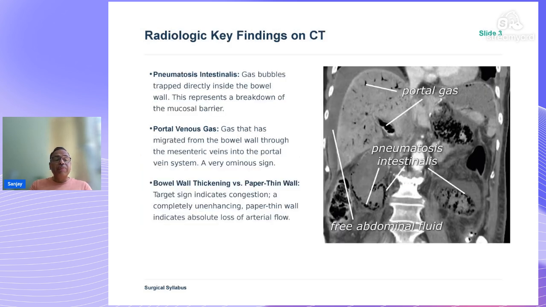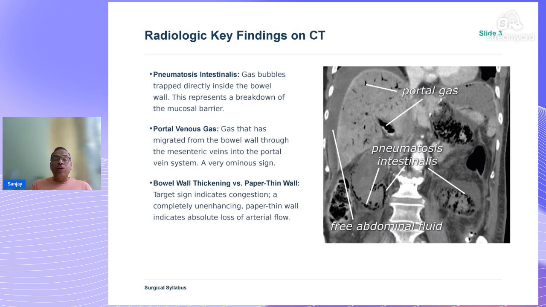Now, CT plays a very important role. A contrast CT plays a very important role in diagnosing a patient suspected of acute mesenteric ischemia. Once you have a patient with a high index of suspicion and you have done all your biochemical markers, the patient should be subjected to immediate contrast enhanced CT, provided the patient is stable enough to undergo a CT scan, and also the patient's renal function test is within normal limits.